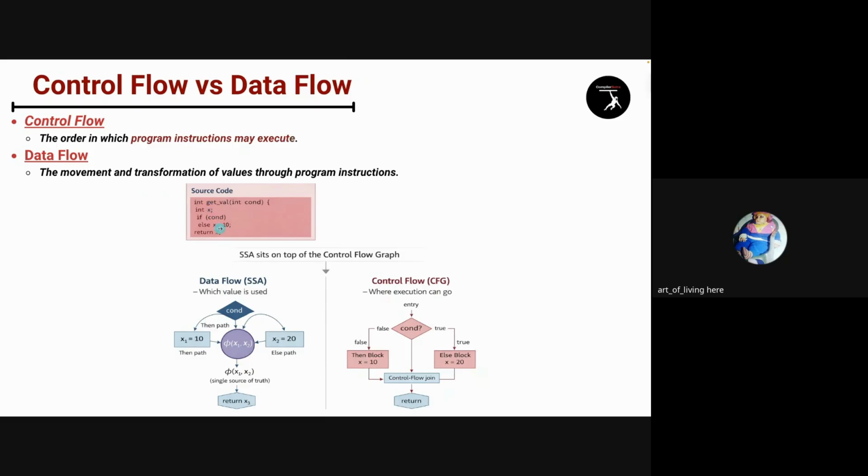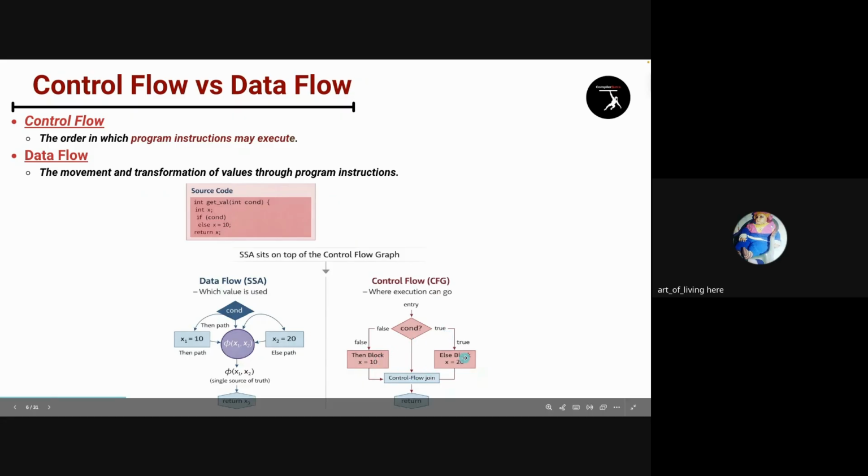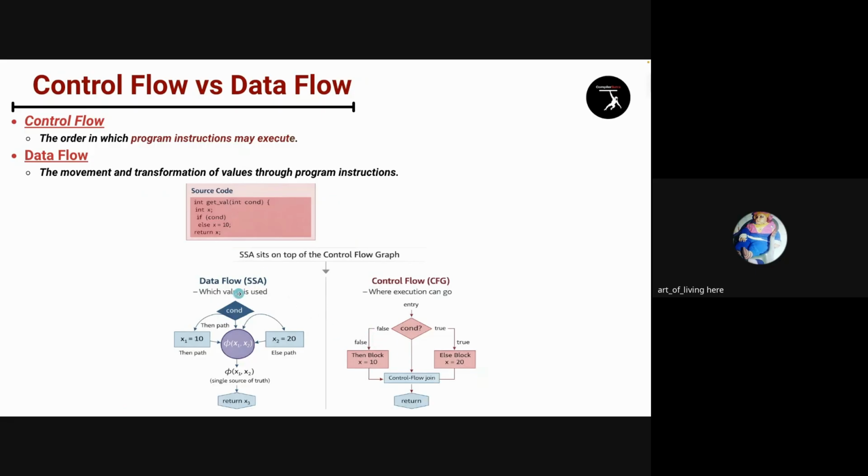X1, X2, X3. So what the compiler will do first, it will create a CFG like this. Your entry condition falls true. Then if X equal to 10, if X equal to 20, follow this path. If X equal to 10, follow this path. And then it changes your data, traces your data. So what will the compiler do? First it will create a CFG, then go for converting the data flow.